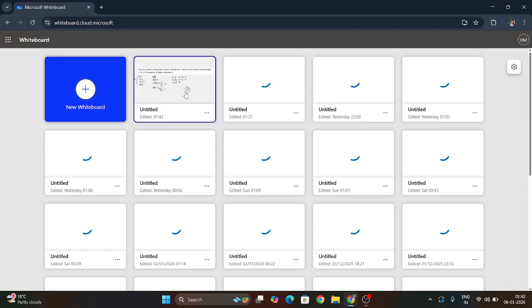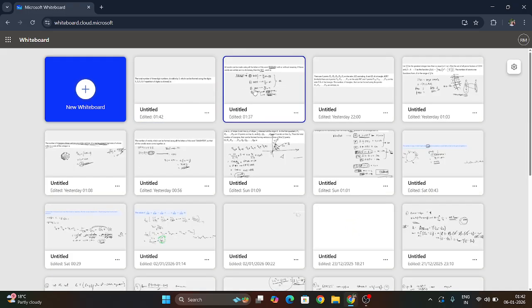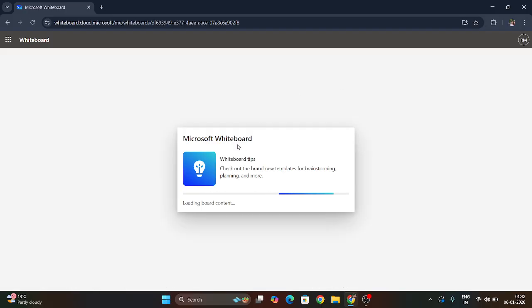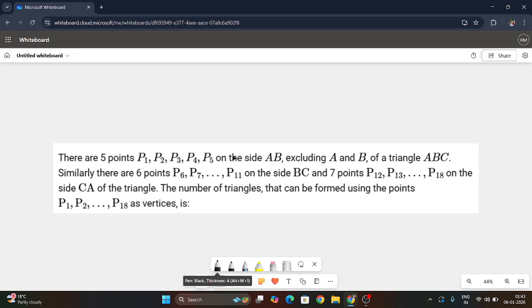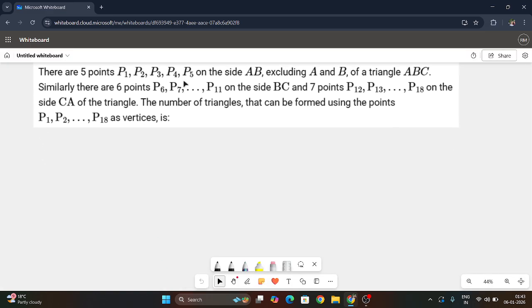Now we are taking one more problem, and this is a really fantastic problem, and this type of problem we have already solved in different videos. Now let's take this, and this is a problem based on geometry, and we have to solve it, okay?